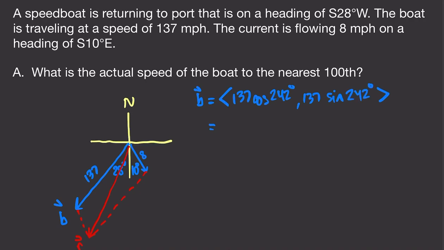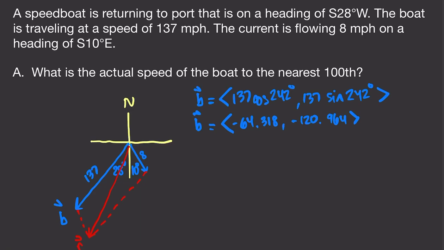Okay, so then we're going to throw those into the calculator. I'm going to round to the nearest thousandth. I got negative 64.318, and for this one, I got negative 120.964. Which makes sense, because if you look at your boat vector, that's in the third quadrant. So when you look at these two, they should both be negative, because that would be the coordinates of a point in the third quadrant.